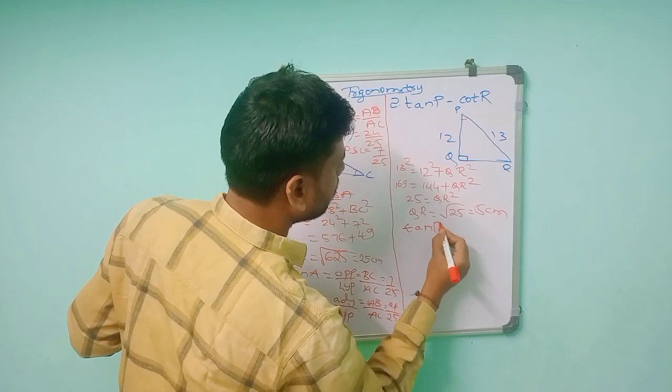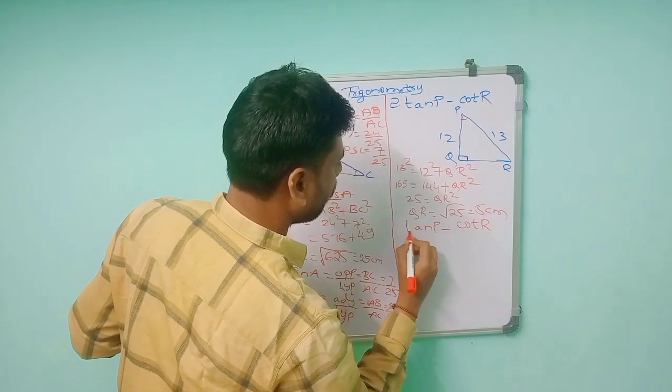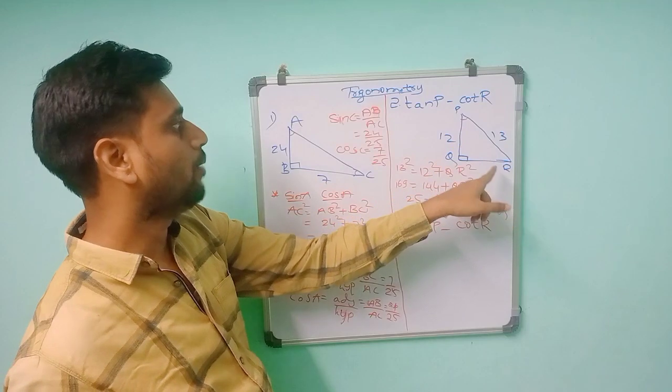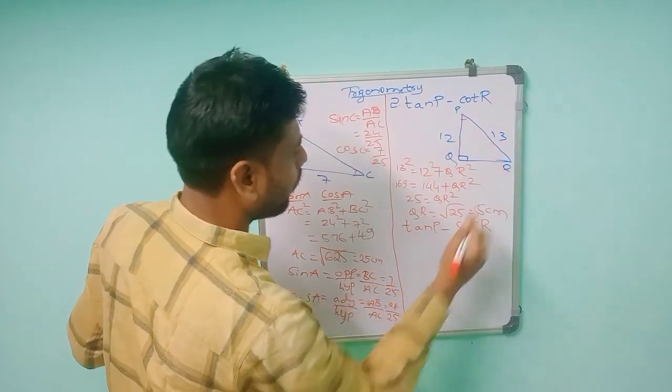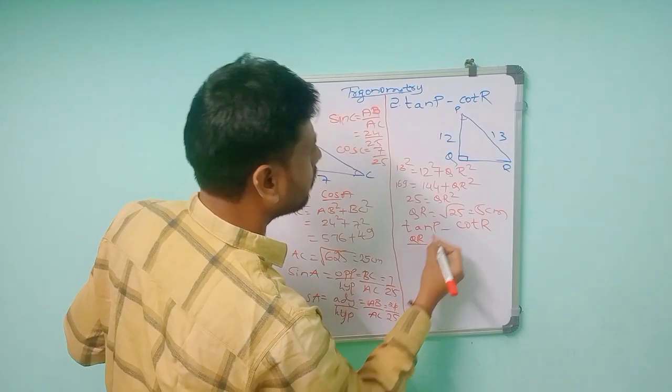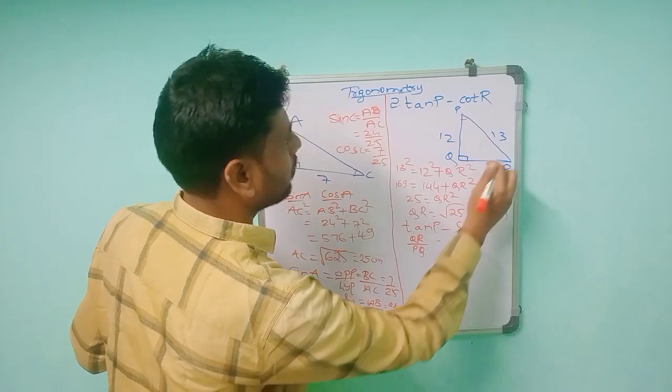Tan P minus cot R. So tan P is opposite by adjacent. For P, the opposite is QR and the adjacent is PQ. Like that.